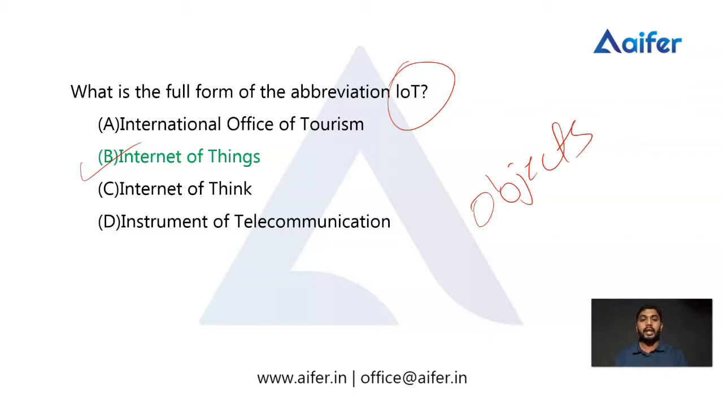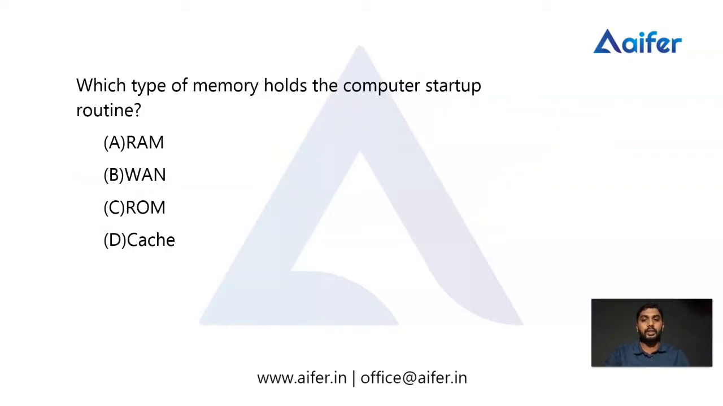So we have to understand this very clearly. Maybe next time the questions will be asked in some other ways, so we have to study it clearly. IoT means Internet of Things. Internet of Things means the connection between physical objects and the internet. So I hope you have understood. Then we can move to the next one.